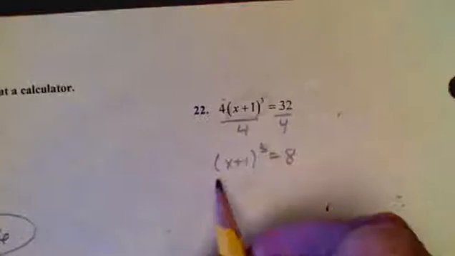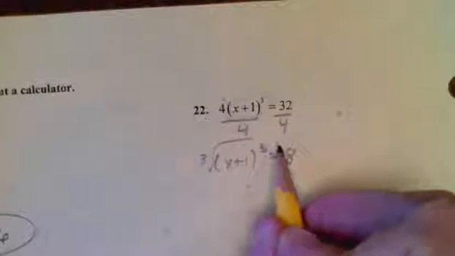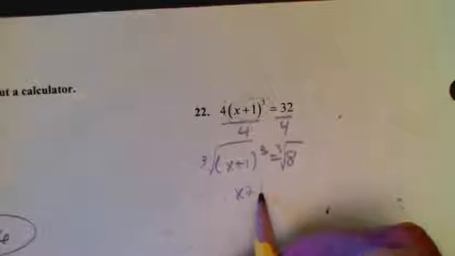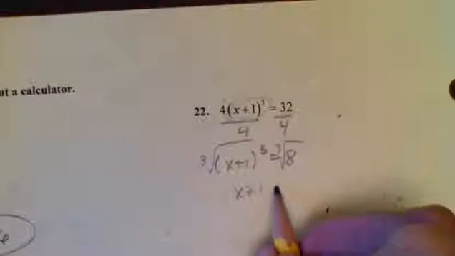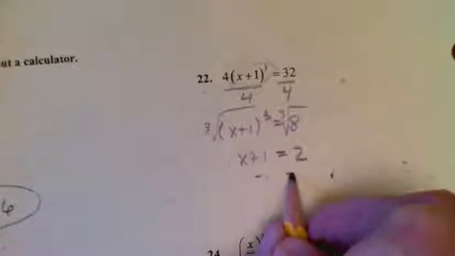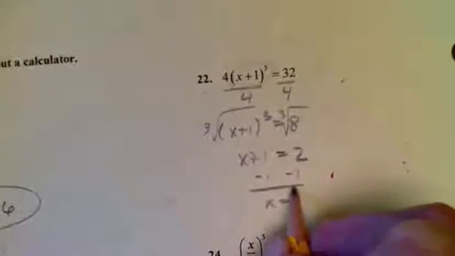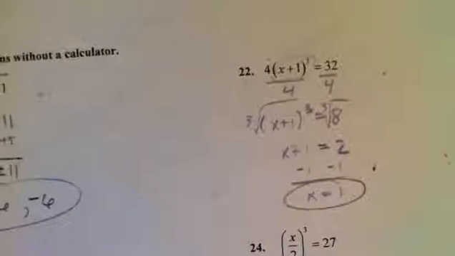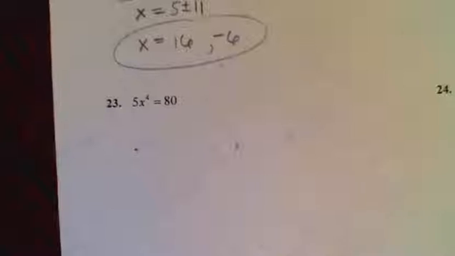Now to undo the cube, you take the cube root. So you'll get x plus 1 over here. That's an odd power, so I don't have to use plus or minus. The cube root of 8 is 2. And then I subtract the 1, I get x is 1. Okay, so all of these, because we had said you can't use the calculator, came out nicely. Now on the quiz and test, some of them come out nicely, some of them don't.